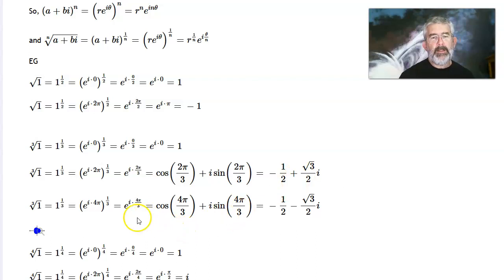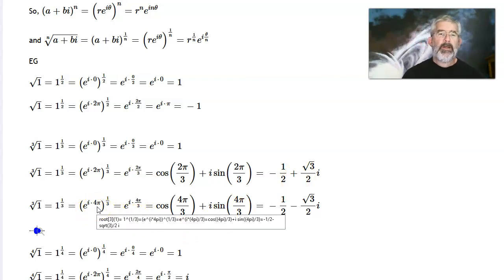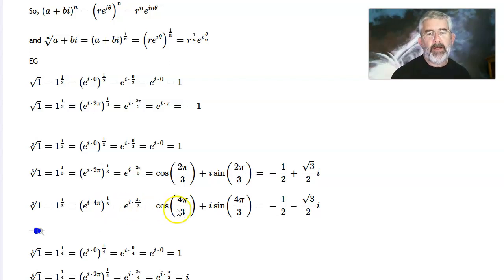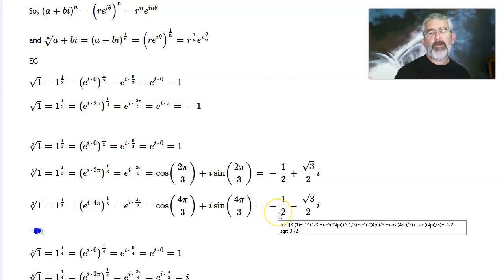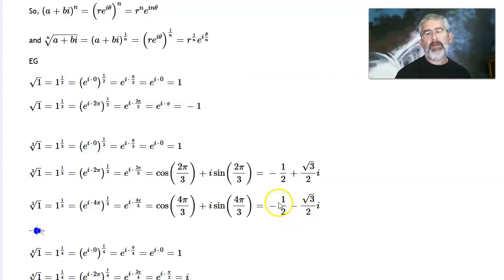And likewise, if I use e to the i 4 pi to represent the number 1, then you raise that to the 1/3 power. It divides the angle by 3, and I get 4 pi over 3 for my angle now, which is in the third quadrant. It has -1/2 for the real part, and minus radical 3 over 2 for the imaginary part.